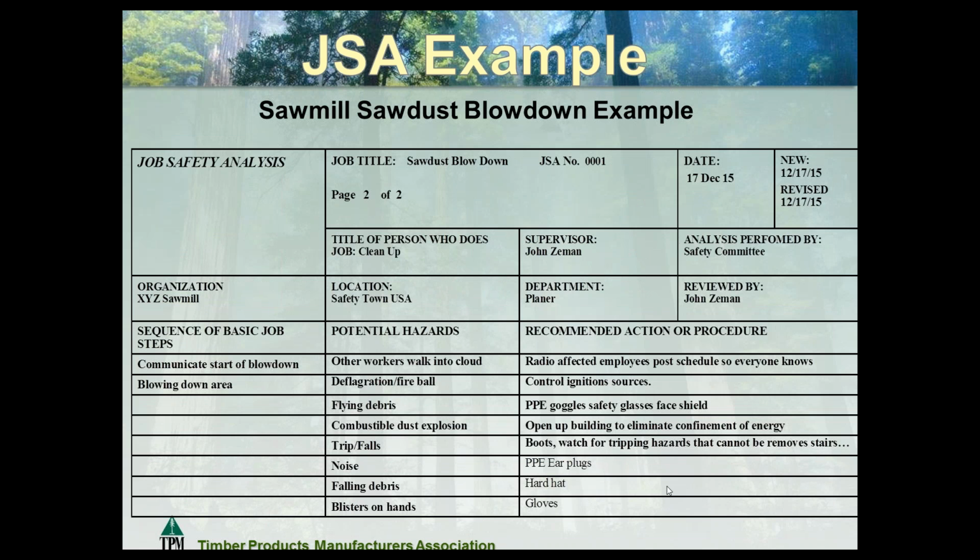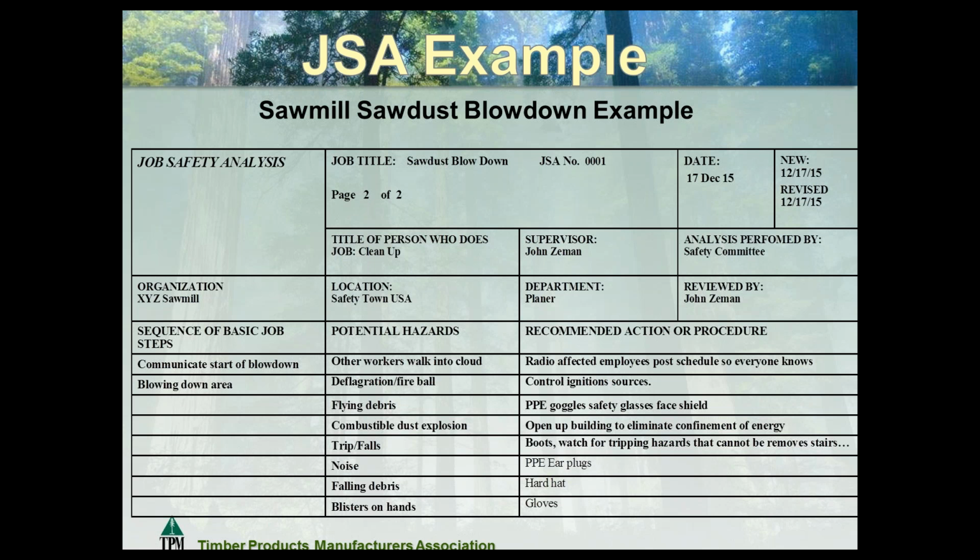Continuing on with the next hazard, the next job step is to communicate the start of blowdown. If other workers walk into a cloud or come into the blowdown area, they can be injured. So we always want to communicate the start of the blowdown so everyone knows what's going on. How do we control that? We use radios and post a schedule of when you're going to do blowdown so people are very aware of when it's going on.